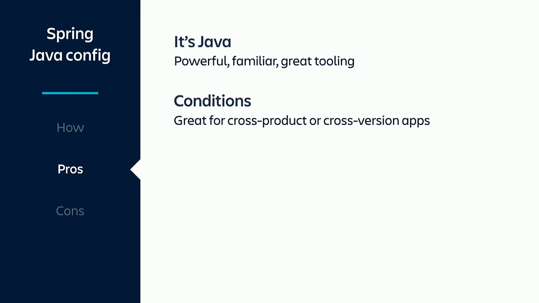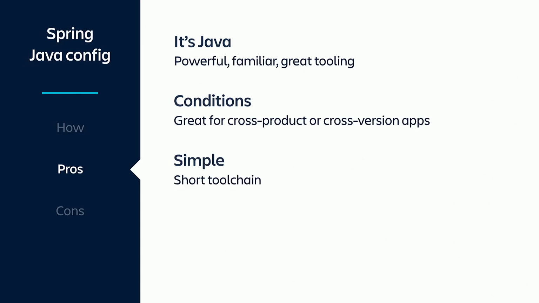Conditions, how powerful are they? Especially if you're writing a cross-product app or a cross-version app that has to work between Jira 7.4 and Jira 8.3 or something, conditions are really going to help you out with creating beans in some situations, but not others. It's nice and simple.